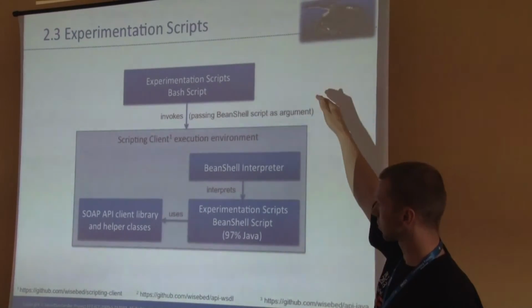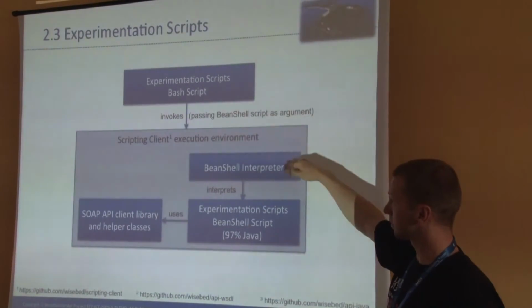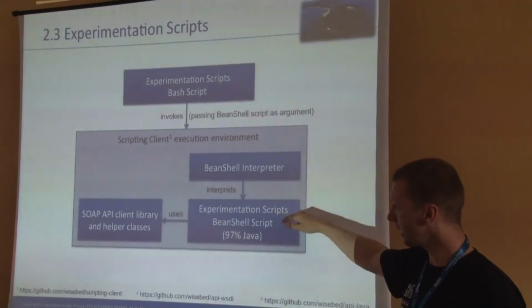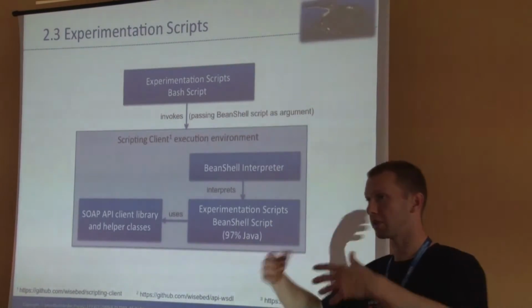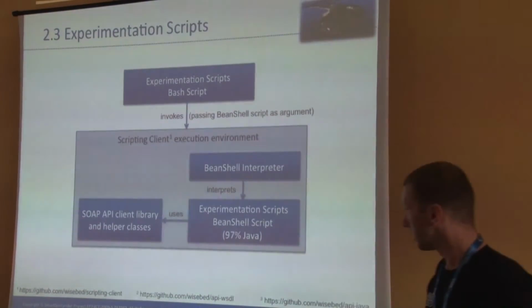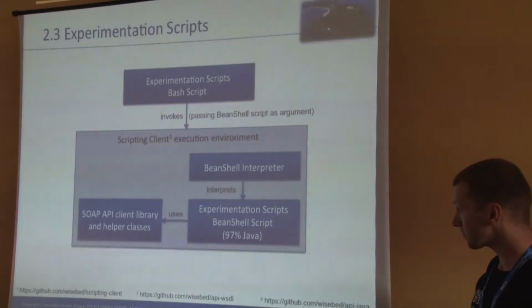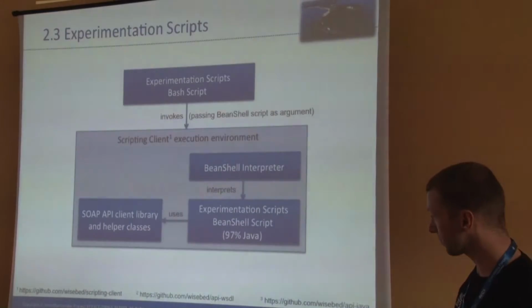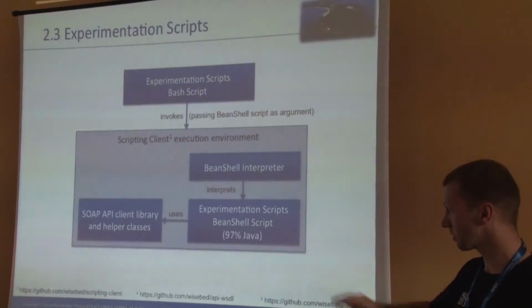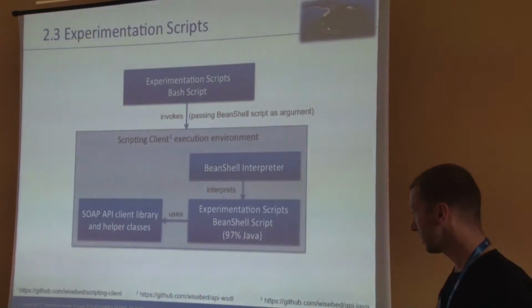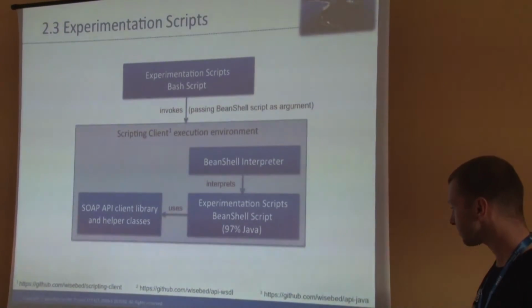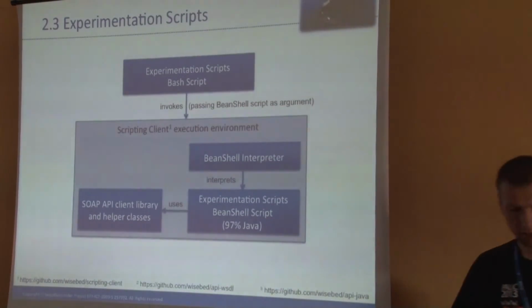So if you invoke one script, it will finally invoke the interpreter with a script written in Beanshell Java, and this script can then access some pre-initialized environment with the SOAP API, client library, and several helper classes. All these kinds of stuff, you can also follow the links down here to the individual projects: the environment itself, how it's pre-populated, the API of the WiseBed or SmartSantander API, and also how this API looks in Java.